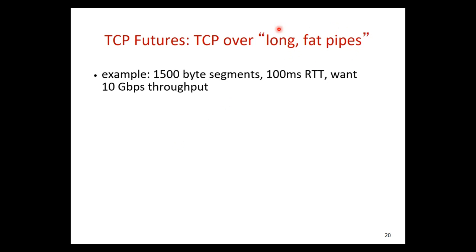So the long fat pipe is the case where you have a high bandwidth, high rate pipe, but also a large round trip time. Here we have an example, 100 millisecond round trip time, which is rather large. Let's assume that we want 10 gigabits per second throughput. So this is the fat pipe, and this is the long pipe. Further, let's assume that each segment is 1500 bytes, which is a very common value for packets over the internet.